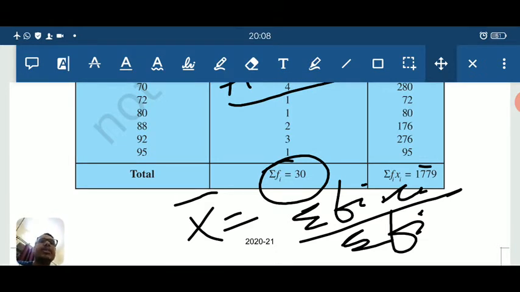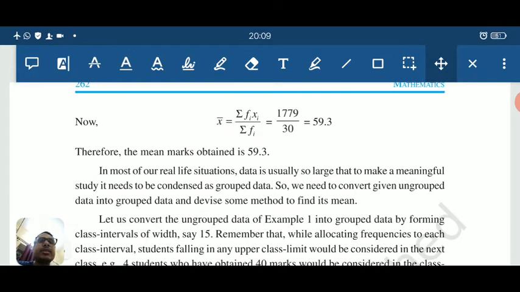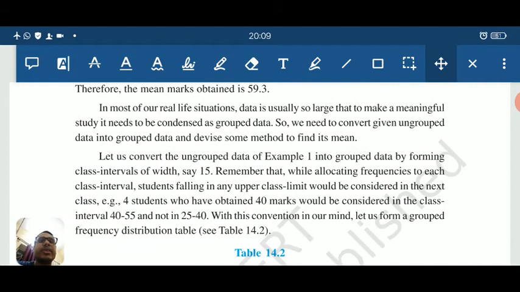And the data will be larger, so that becomes tedious work. That becomes a very difficult part, isn't it? The calculation will be quite high, and it will be quite difficult also to add up, and it is time consuming. So we have found very easy methods. The three methods are there: one is called the direct method, second is the assumed mean, and third is the step deviation method.